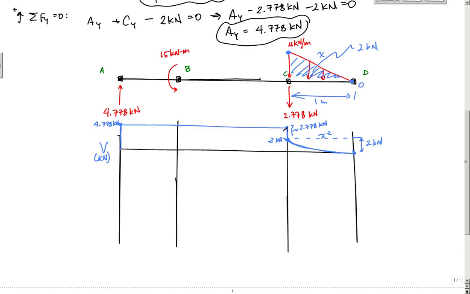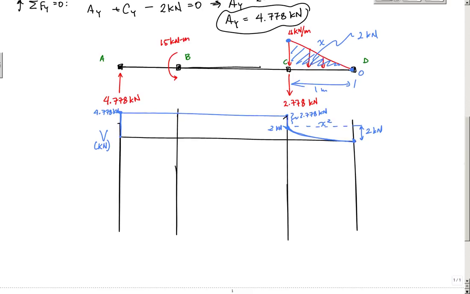And now for the moment diagram, I go over here. So let's draw the moment diagram here. Got the horizontal line there. And here again, this is my moment. The units are kilonewton meters.